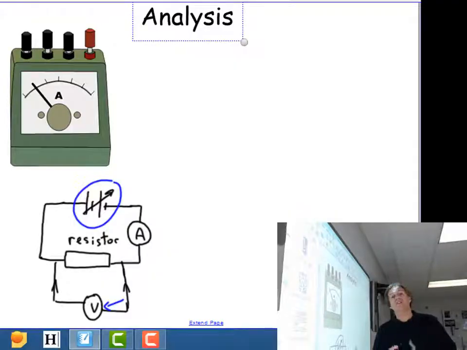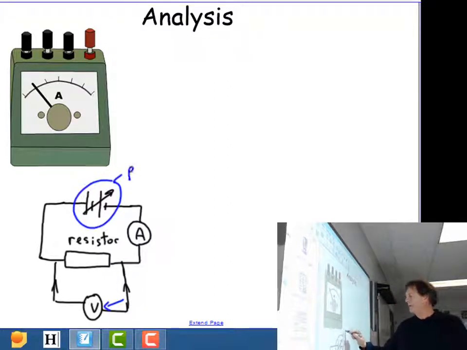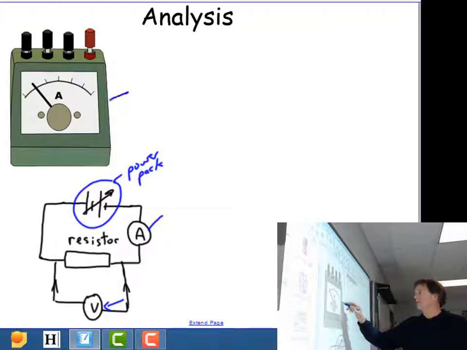Okay, the best way of looking at this analysis, the effects of errors on the data or the results, is to look at some examples. What we've got here is a power pack, which could be set at 2 to 12 volts, and we're going to measure the voltage going in there using a voltmeter, and we're going to use an ammeter there to measure the current. So something like this device here.